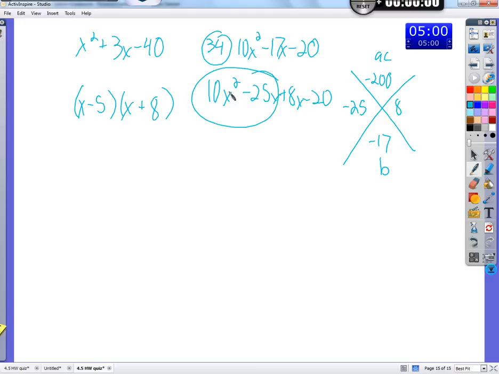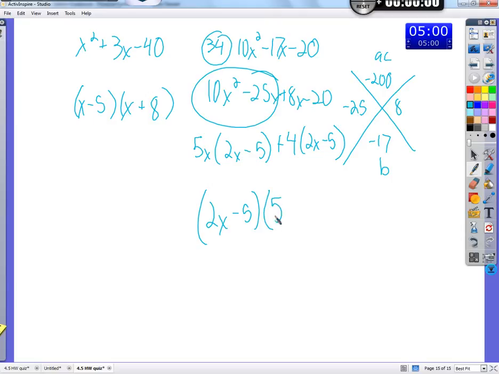Put these together, what do they have in common? 5 and an x: 5x times 2x minus 5. What do these have in common? 2 and 4, sorry, 2x minus 5. Factor the common factor of 2x minus 5. We're left with 5x plus 4.